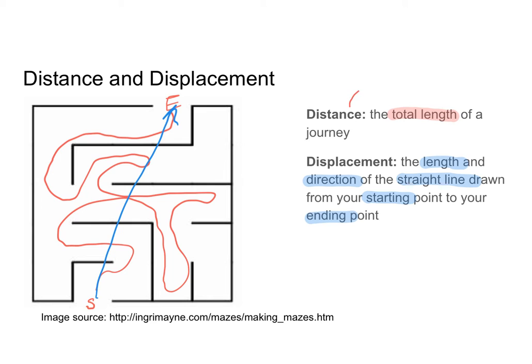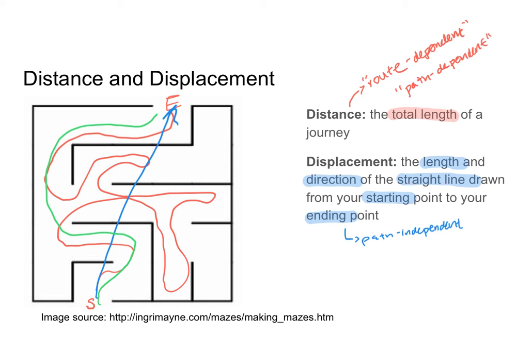And I call that being route dependent, or being path dependent. Displacement, on the other hand, is path independent. So, for example, if I was better at doing this maze and I was able to follow this green path and get that route immediately, my distance would be shorter than that red path, but my displacement would be the same regardless. So that is our key difference between distance and displacement.